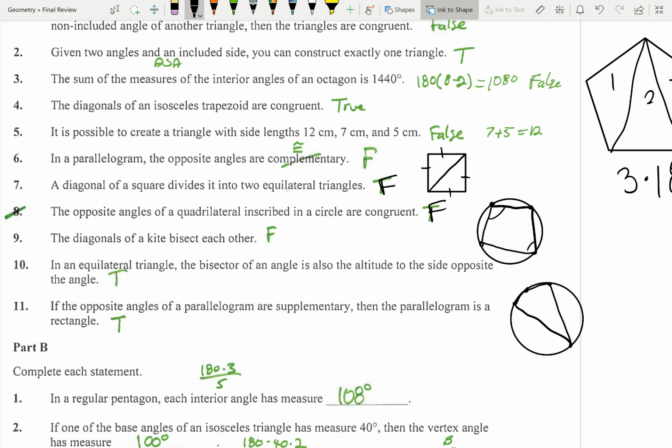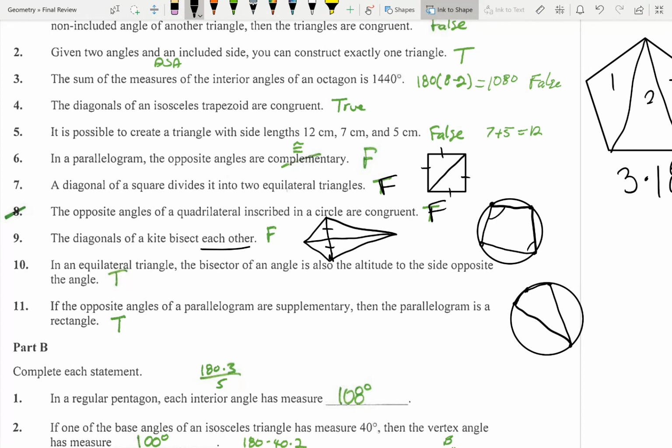Diagonals of a kite bisect each other is false because in a kite, only one of the diagonals is bisected. Let me do a better kite here. In a kite, the longer diagonal does bisect the other one, but the vertical diagonal doesn't bisect the horizontal diagonal. The key is each other. So that's going to be false.